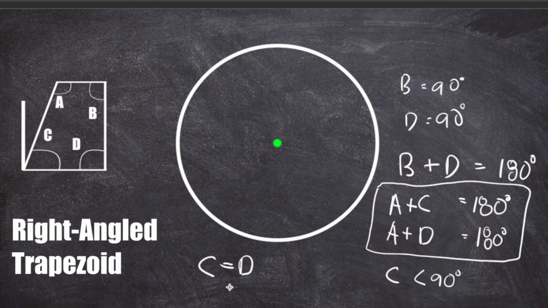But again, do you see the problem here? We just realized that C is less than 90 and D equals 90. So C equals D cannot be true. So one of these equations is wrong. And we know A plus C must be true because B plus D are right angles and they add up to 180 degrees. So A plus C must add up to 180 degrees. So A plus D must be wrong. A plus D does not add up to 180 degrees, which means opposite angles do not add up to 180 degrees. And that means that this shape, the right angled trapezoid, cannot be a cyclic quadrilateral.